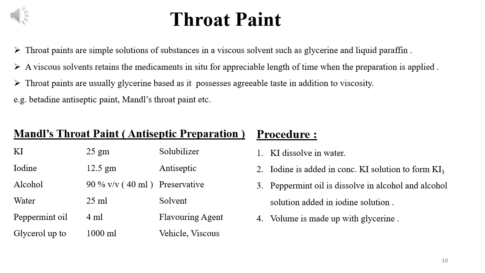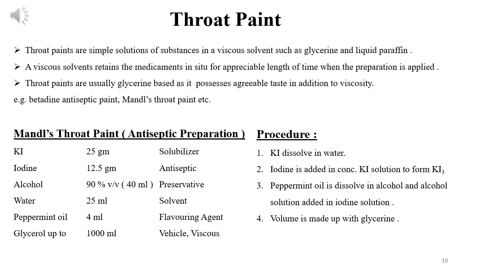So what is the procedure of preparation of that throat paint? Firstly we dissolve potassium iodide in the water. After that, iodine is added to the concentrated potassium iodide solution to form KI3. Firstly we add KI into water, then pure iodine, I2, is added, and KI plus I2 forms KI3.